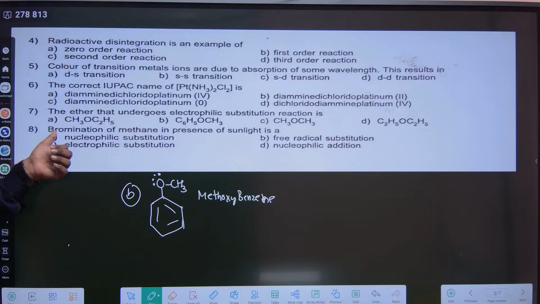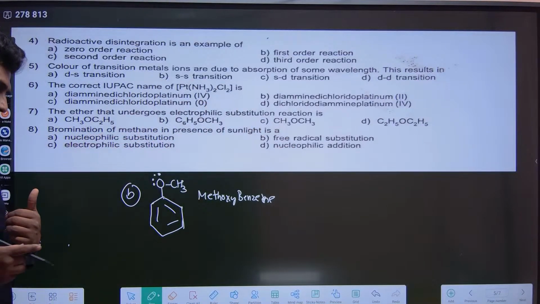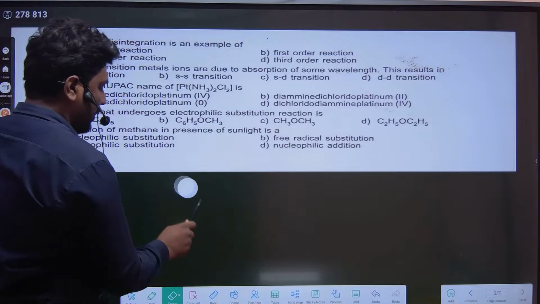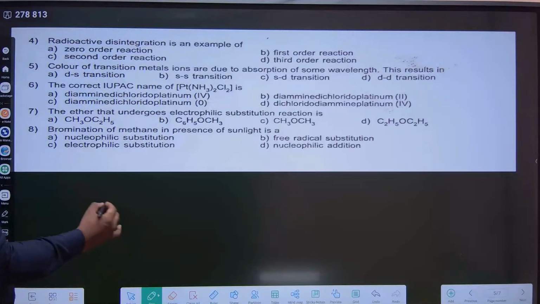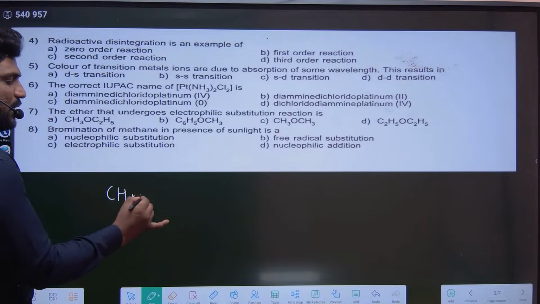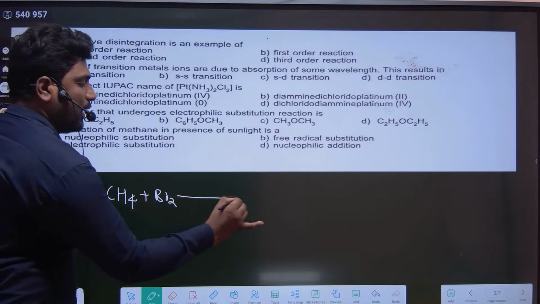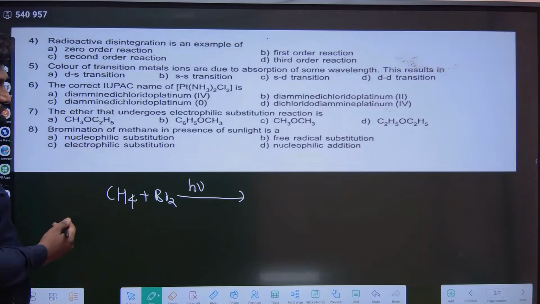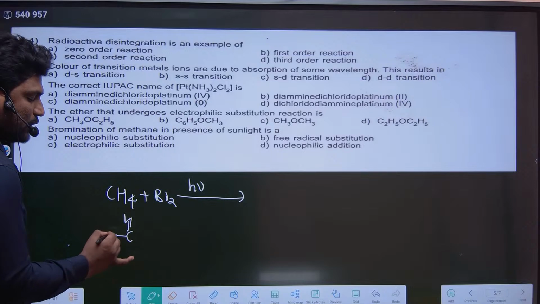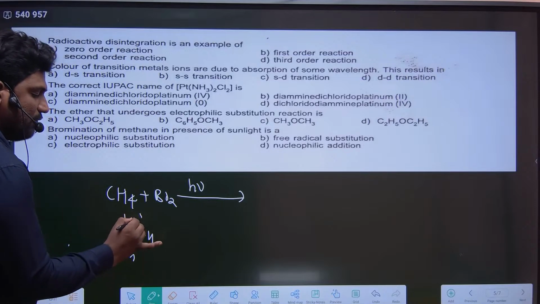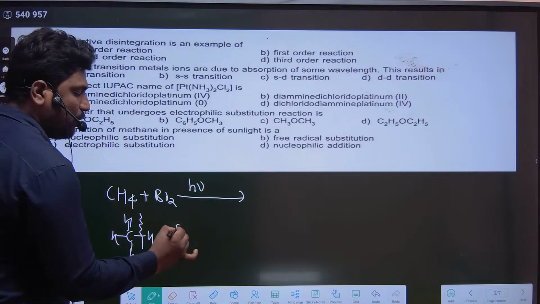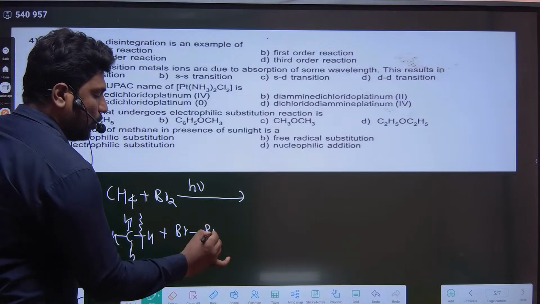Next, bromination of methane in the presence of sunlight. So this is coming from the chapter haloalkanes and haloarenes. See here, whenever methane is brominated in the presence of sunlight, what happens? It undergoes free radical formation due to the homolytic cleavage of what? Methane. The methane will break homolytically by absorbing the energy from the sunlight, and the bromine molecule is also undergoing homolysis.